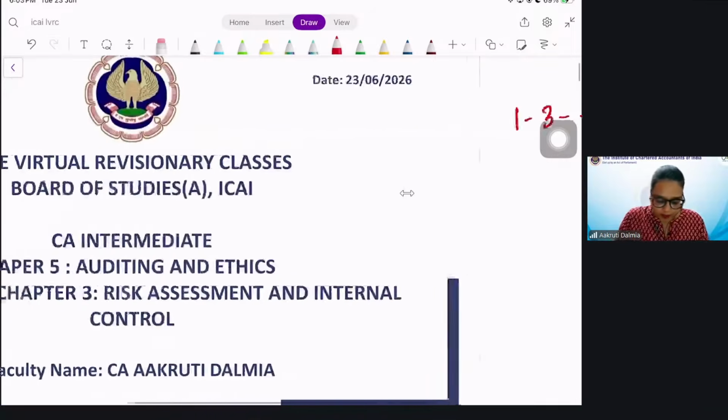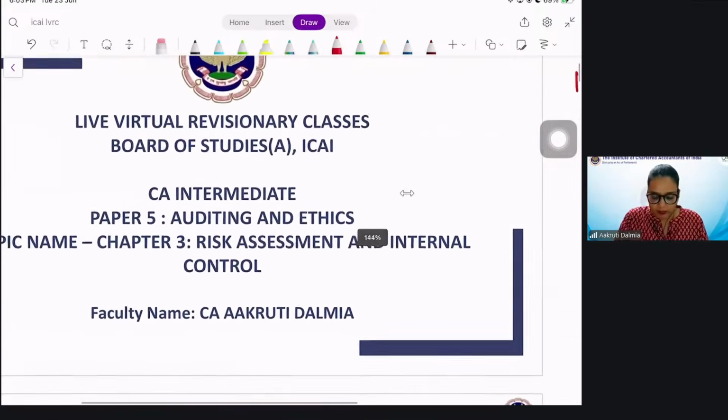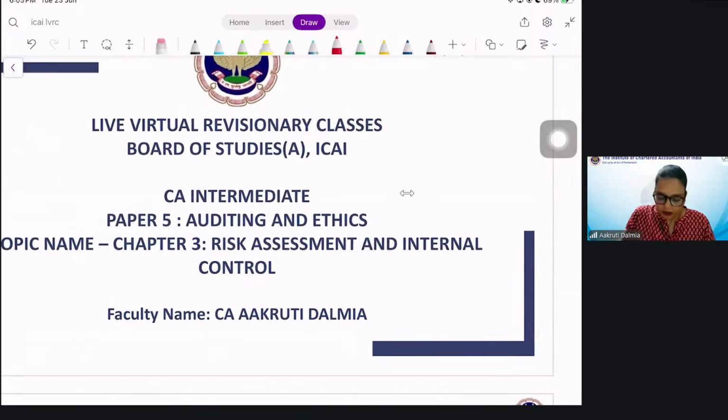So let's get started with our chapter number 3, risk assessment and internal control. Risk assessment and internal control.